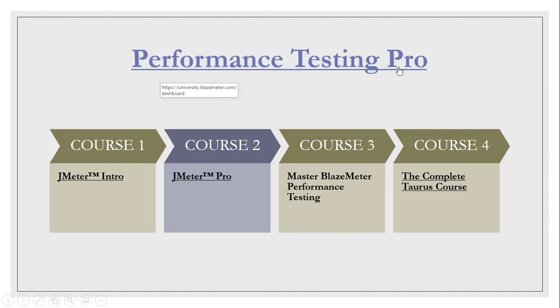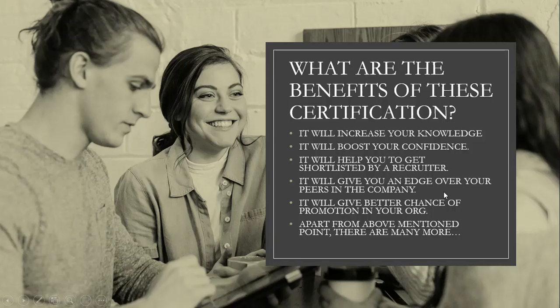certificate. Similarly, there is another path, Performance Testing Pro. If you crack all four courses, you would be a performance testing professional. Course 1 is a basic JMeter intro course. Course 2 is the JMeter professional course. Course 3 is Master BLAZEMETER performance testing, on how to do performance testing through BLAZEMETER. And course 4 is the complete Taurus course.